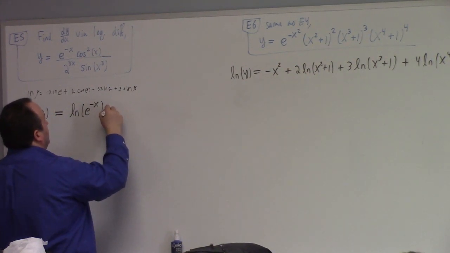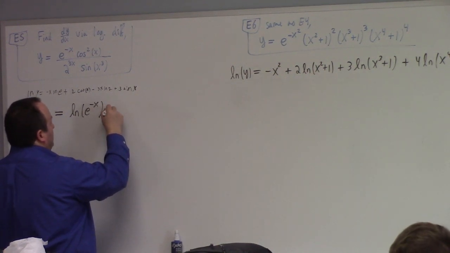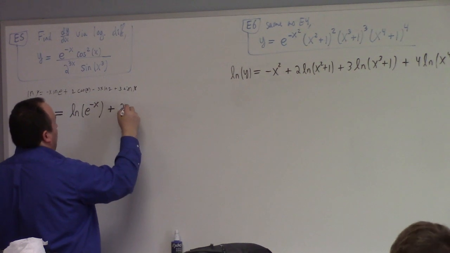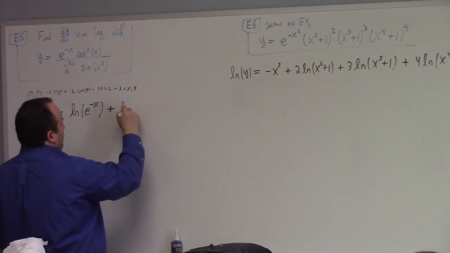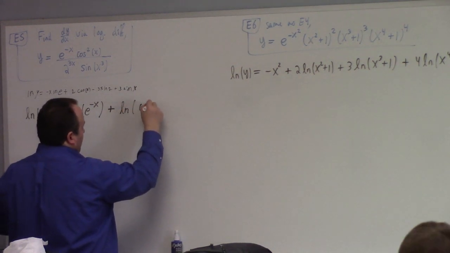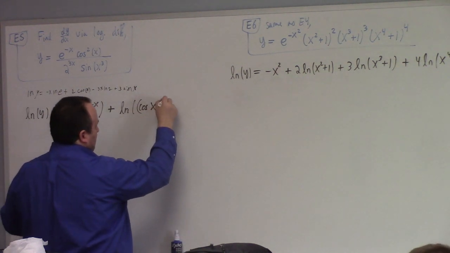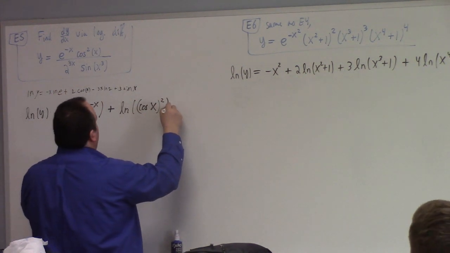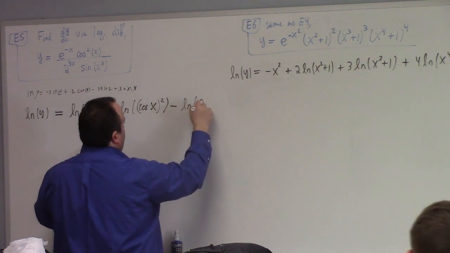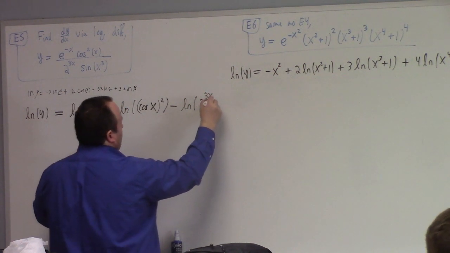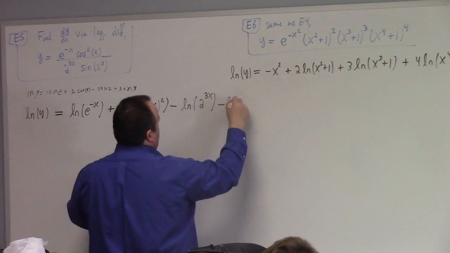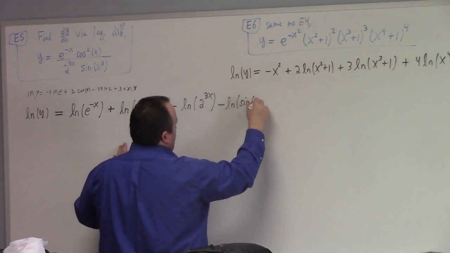And then we've got, I'm going to write out a step this time. I'm not going to use my lemma, just to sort of emphasize what's going on here. Plus the natural log of the cosine of x. And cosine squared is actually cosine of x squared, right? And then we have minus the natural log of 2 to the 3x, and then minus the natural log of the sine of x cubed.